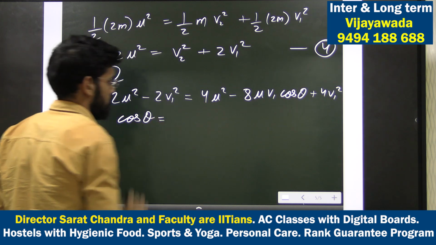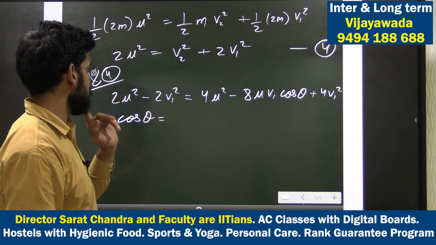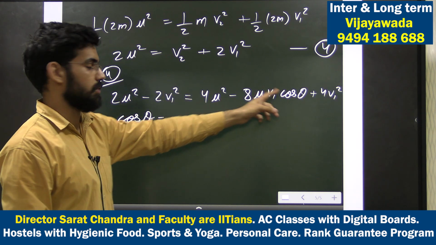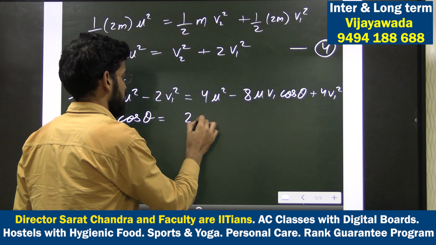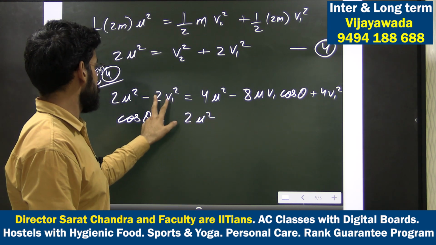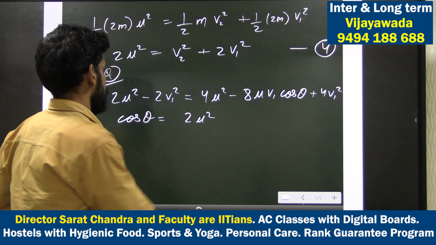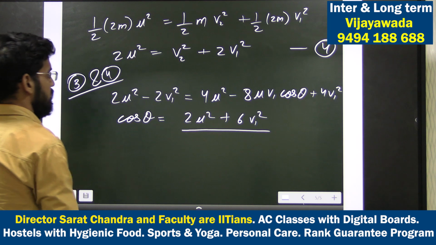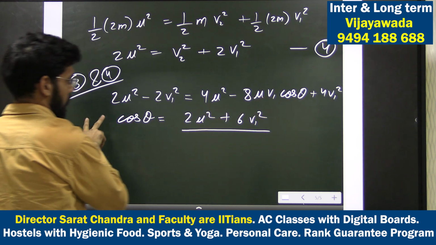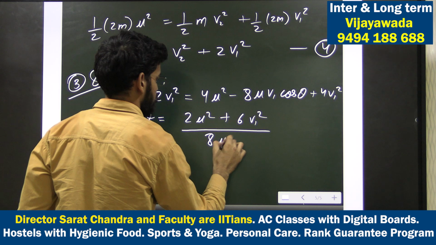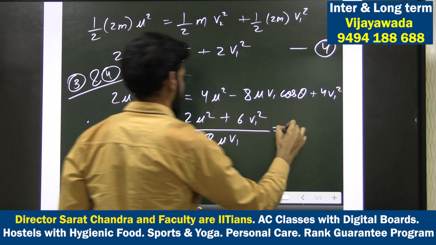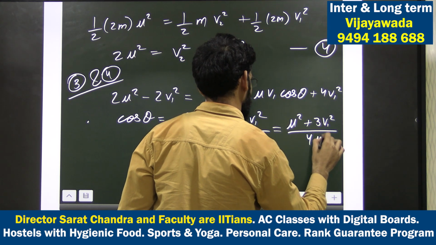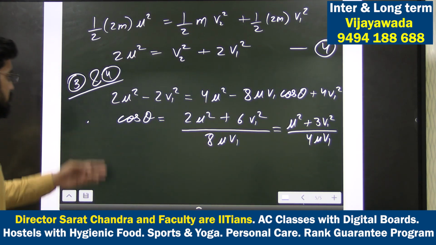Cos theta is equal to what? If you see from here cos theta, so bring this term this side, positive, it will become 2u square that side, 4u square minus 2u square, right? So 2u square. And this term you take that side, so it will become 6v1 square, divided by, this 8u v1 will go in the denominator after coming this side, so 8u v1. So 2 got eliminated. I have u square plus 3v1 square by 4u v1. Okay, this is cos theta.